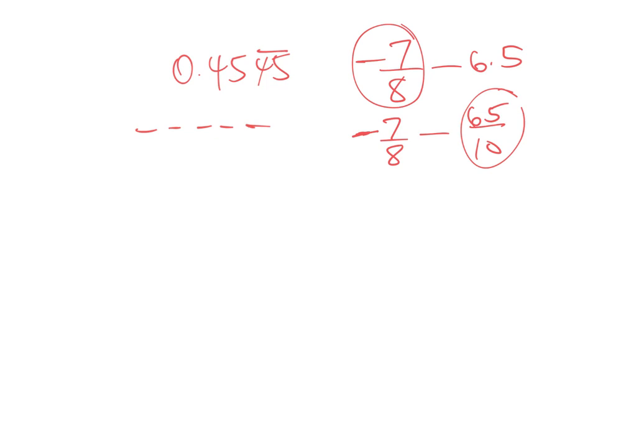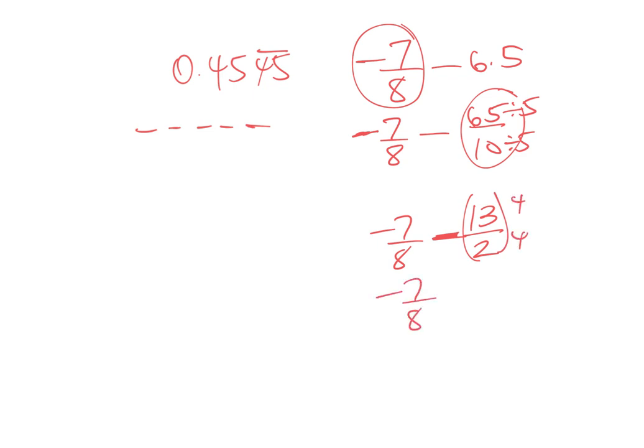So if you have negative 7 over 8 minus 65 over 10, you can divide that by 5. So 13 over 2. So negative 7 over 8 minus 13 over 2. So basically now we need a common denominator. So we'll multiply this side by 4 over 4. We have negative 7 over 8 minus, now you have 52 over 8. Negative 7 minus 52 is negative 59 over 8. That cannot be simplified.